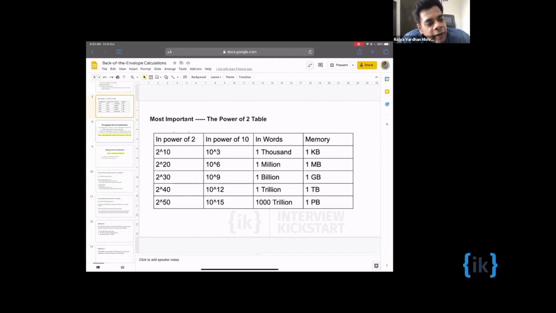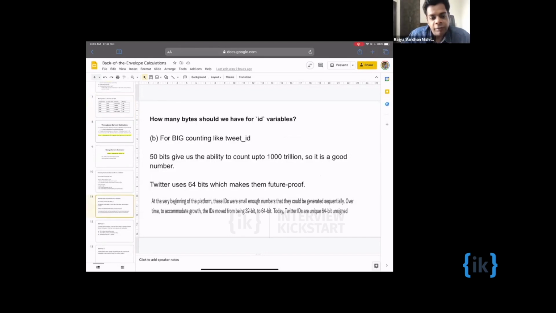But given the kind of crazy pace at which the tweets are going on, it seems very logical that 1 trillion is going to be a small number. So if we can have a 50-bit number, then it can count up to 1,000 trillion. So 1,000 trillion seems like a good number. And if we look at reality, Twitter uses a 64-bit number. And a 64-bit number just makes them future proof.